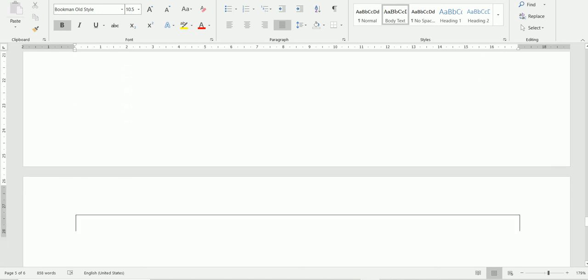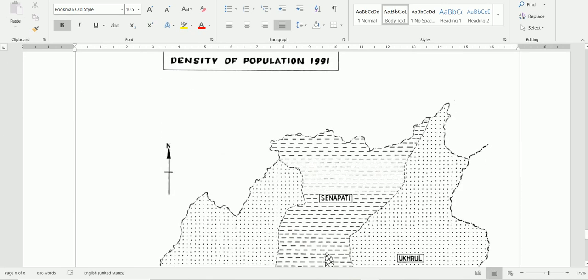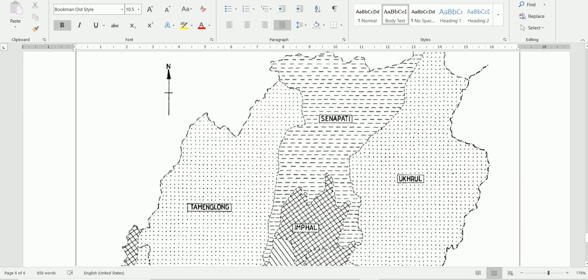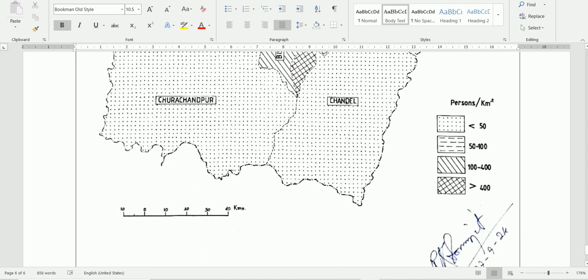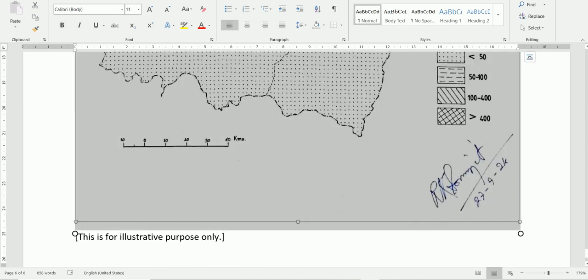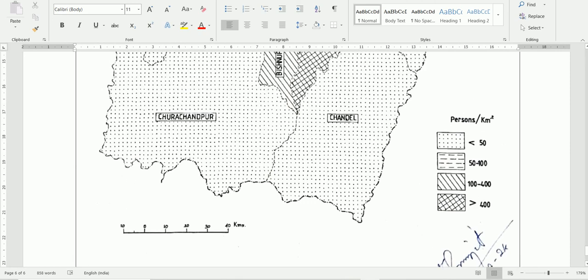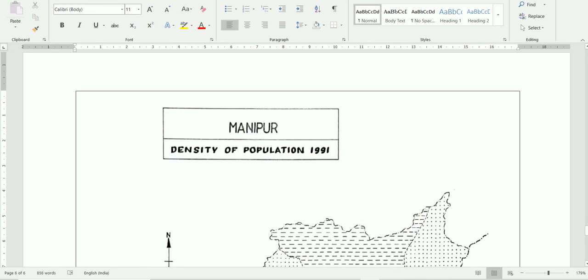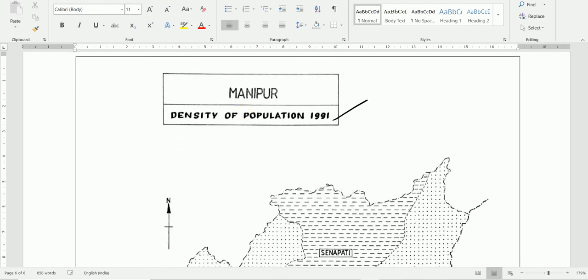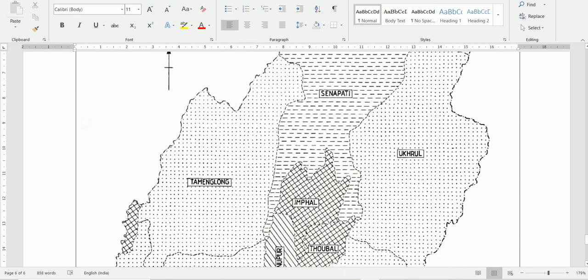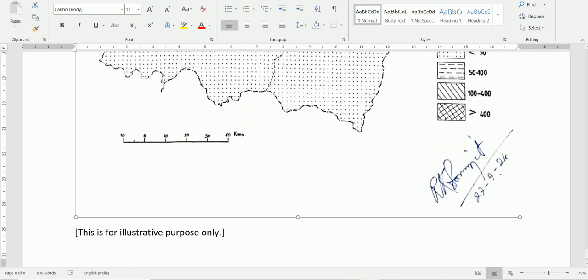Okay, try yourself. Here I have one map. This is for representational purpose only. Okay, see here we have to modify this one. Actually this is a photograph of my geography practical notebook when I was a student. So here the data is very old. We used 1991 data, and this notebook was signed in the year 2000.